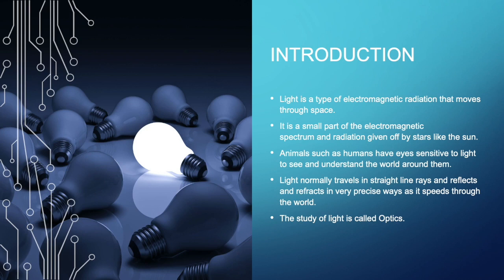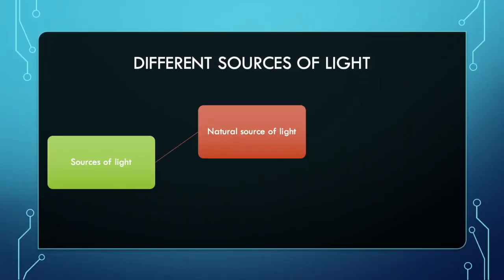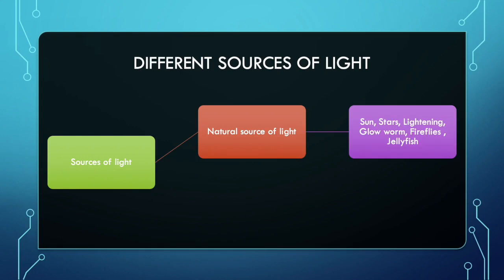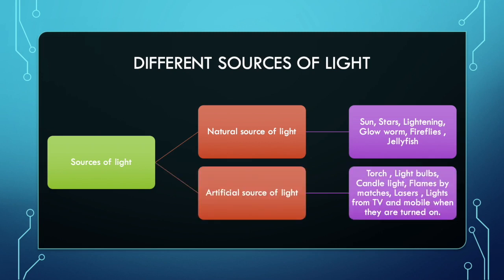Next, we will look at different sources of light. First is the natural source of light, which includes the sun, stars, lightning, glowworms, fireflies, jellyfish, etc. The next source of light is the artificial source of light, which includes the torch, light bulbs, candlelight, flames by matches, lasers, lights from TV and mobile phones when they are turned on.